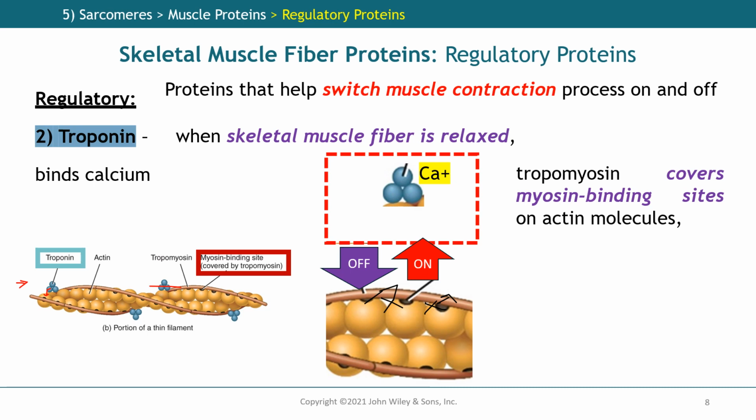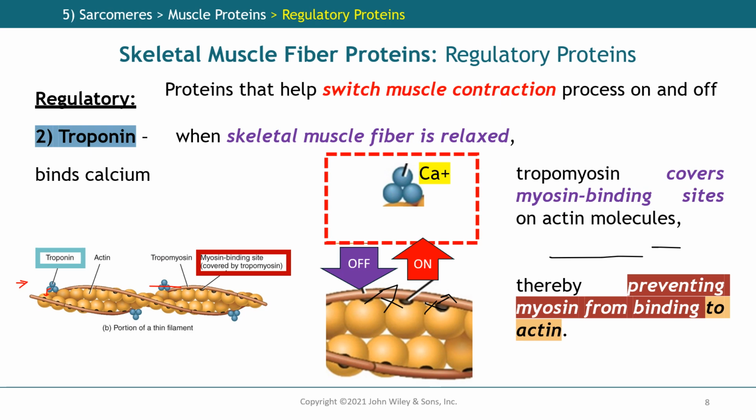So remember, the tropomyosin covers the myosin binding site, preventing the myosin from binding to actin. And to remove it, we just need to have calcium to disassemble all these proteins that are blocking the binding site.